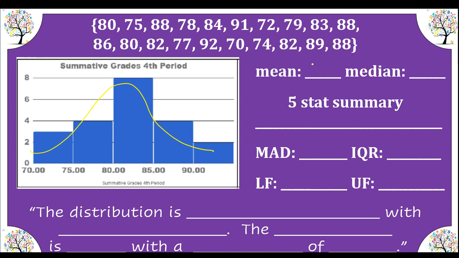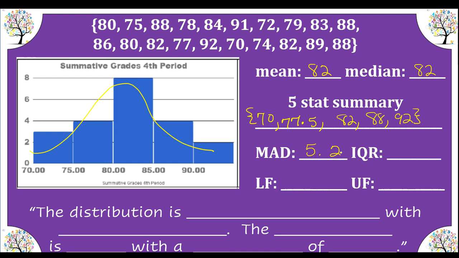So the mean for this was 81.9. Sometimes I want to round and sometimes I'm not. I'm going to round to 82. And then the median was also 82. So you can see how it was symmetrical and both these are the same. The 5-stat summary is 70, 77.5, 82, 88, and 92. The MAD I calculated, and I'm not going to round, I got 5.2.